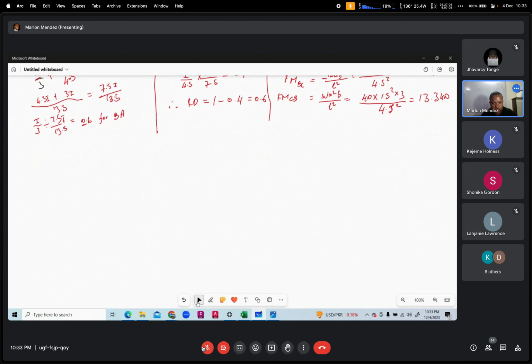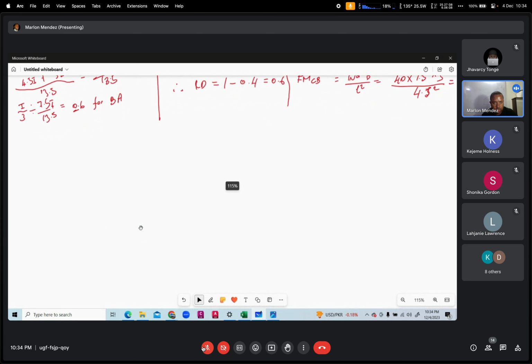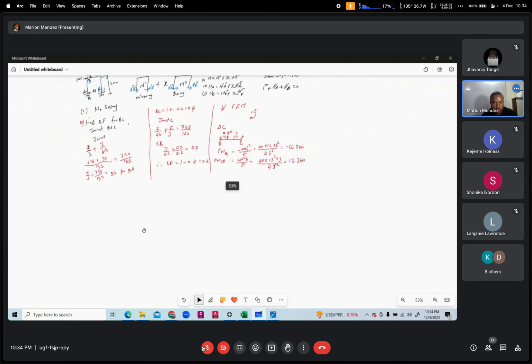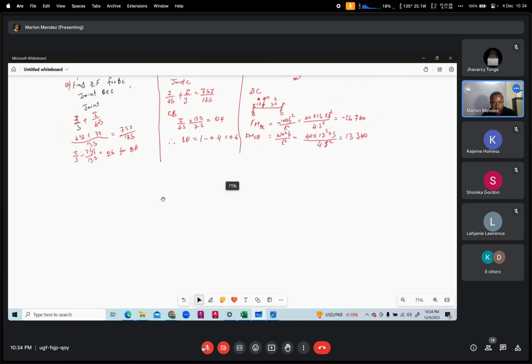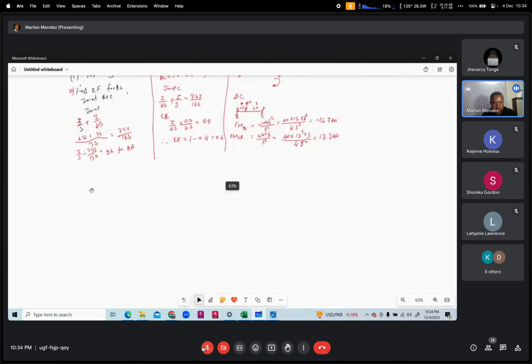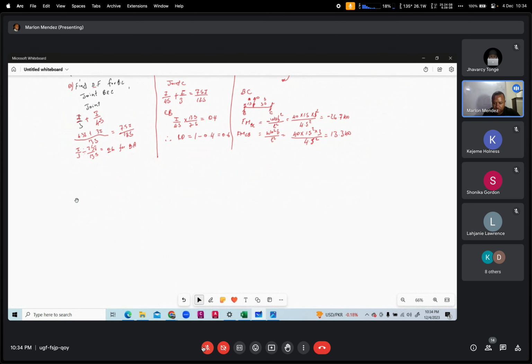So this was part B. Now let's look at part C. What is C? The distribution table. All right, so for the distribution table, right?